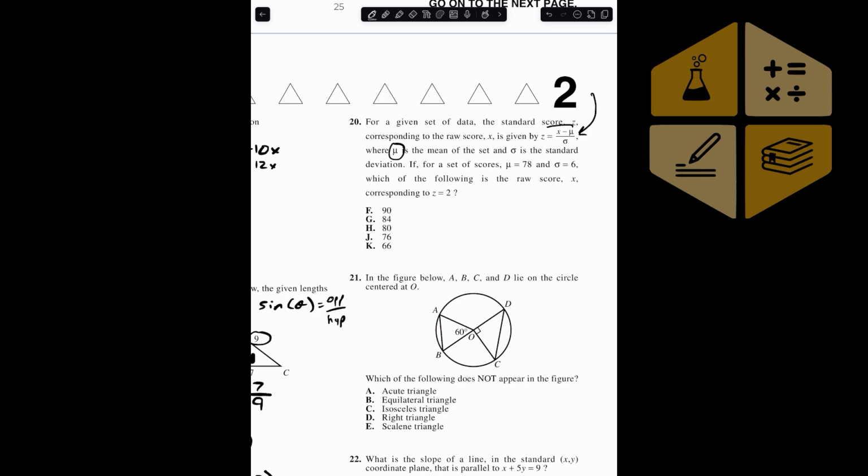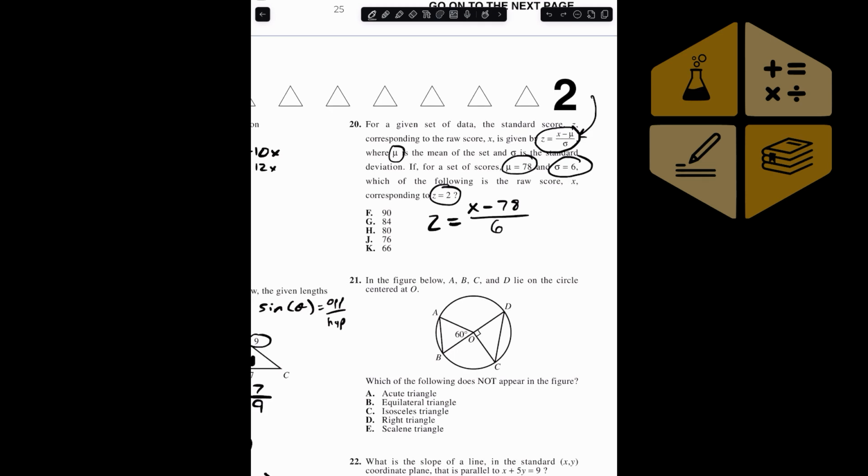So our expression is z equals x minus mu over theta. And guess what? They give us everything here except for x. So we're told here that z equals 2. So that's going to be 2 equals x minus, we're told that mu equals 78, so minus 78 over, we're told that theta equals 6, so over 6. And now we can solve this. If we were told at the beginning of this problem, 2 equals x minus 78 over 6, what's x? Then 90% of students are going to be able to solve it.